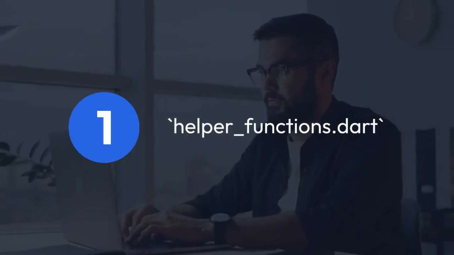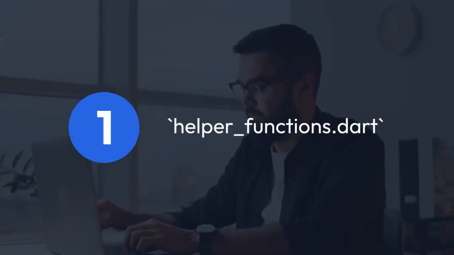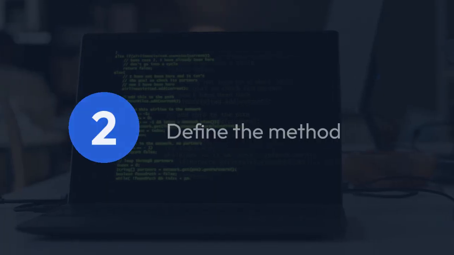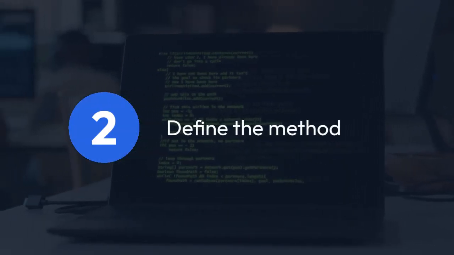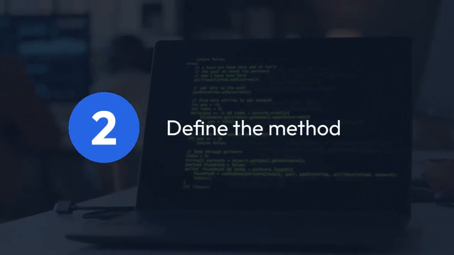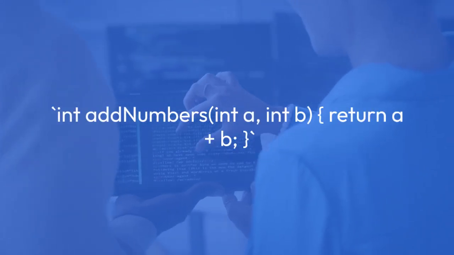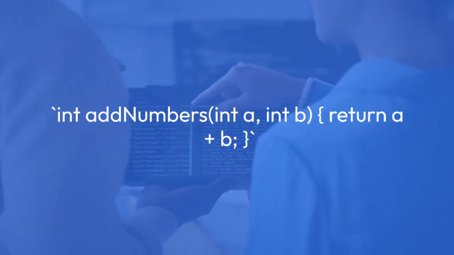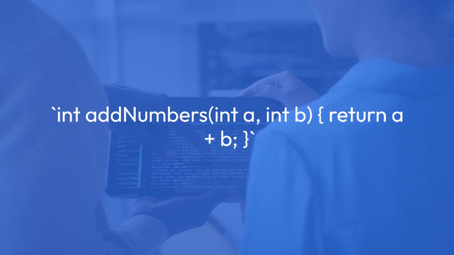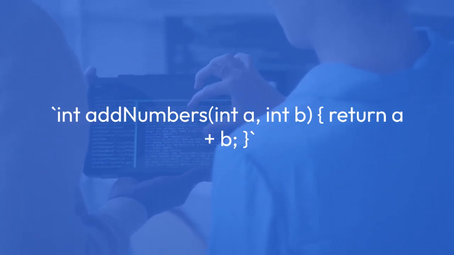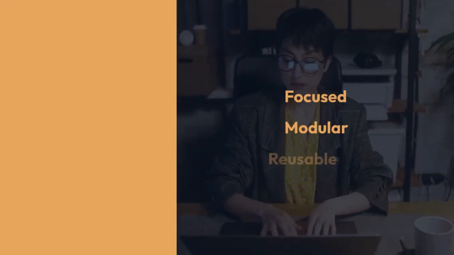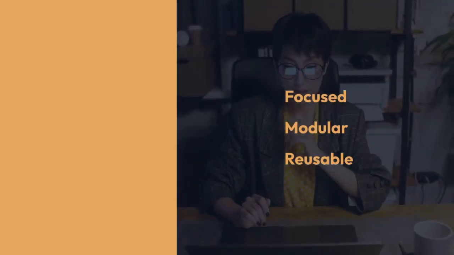First, let's create two Dart files, helper_functions.dart and main.dart. 1. In helper_functions.dart, we'll define the method we want to call from another file. Let's say we want a function that adds two numbers: int addNumbers(int a, int b) { return a + b; }. This file solely contains this function, keeping it focused and modular.